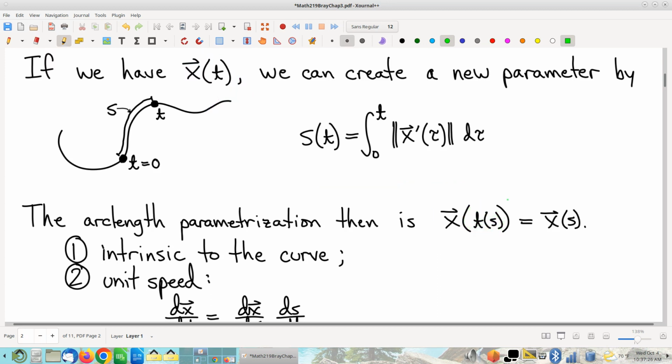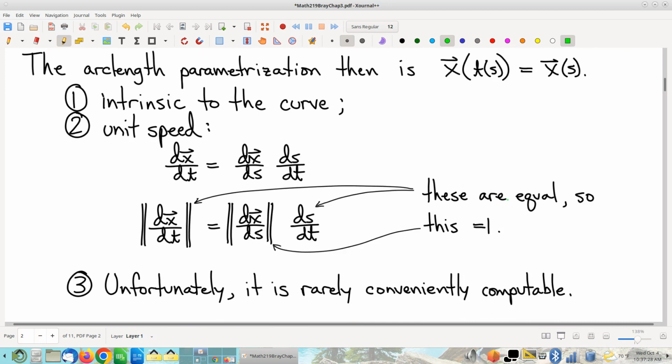And here's where I'm going to be quick about it. Again, I don't want to get bogged down in details. My goal here is to expose you to these ideas, so that you know that they're there, but we're not really going to do much with them. There is a homework exercise where you have to crank one of these out. Nothing to worry about. So one thing that's natural about an arc length parameterization is it's intrinsic to the curve.